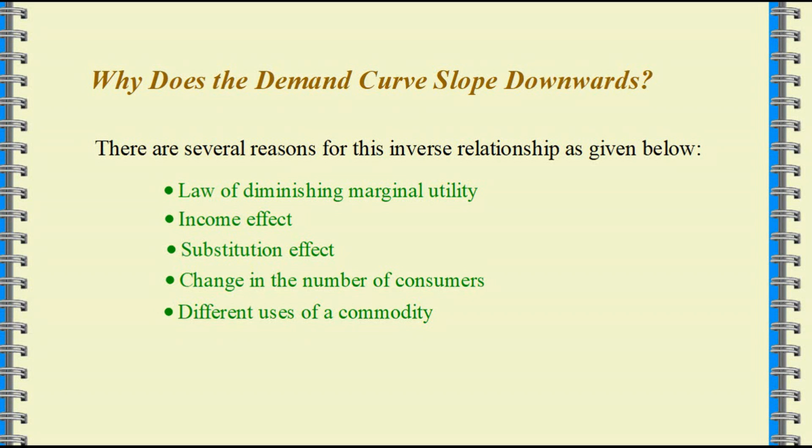The different use of a product can also be a reason for the downward sloping of the demand curve. A best example for this is given in your textbook about the use of electricity. The lower the price, we can purchase a high amount of electricity for various purposes. But when there is high price, we only use the electricity for lighting purposes. That is what we mean by different use of a commodity.